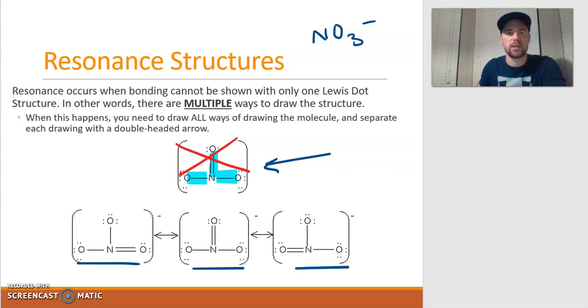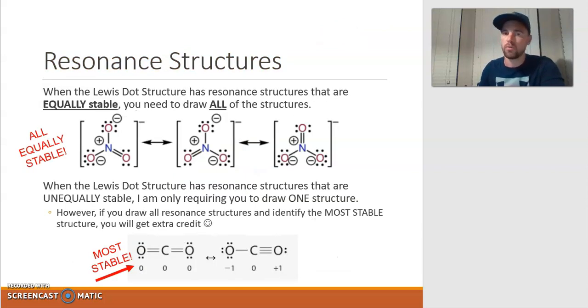Nitrate would have 3 resonance structures. Notice that you have the double-headed arrow that separates every single resonance structure. Remember, you need to draw all resonance structures when a molecule or ion can be drawn in multiple ways. Now, not all resonance structures are created equal. Sometimes they are and sometimes they're not. When the Lewis dot structure has resonance structures that are equally stable, you need to draw all 3 structures.